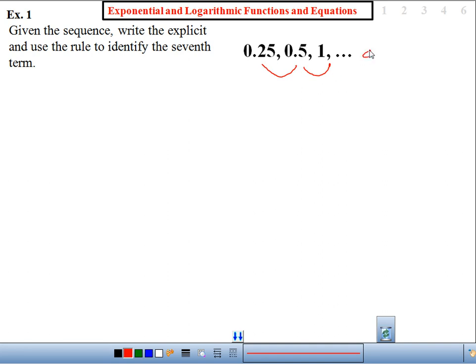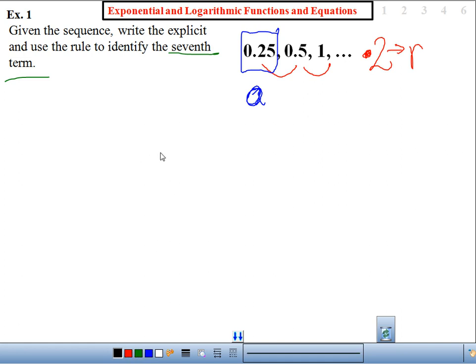That is correct. We're multiplying times 2. If we're multiplying times 2, that means this is our r. Okay. What else do we know? We know that this is our what? Our first term. That is correct. This is our a. All right. And what else do we need? It says here that we need to identify the 7th term. The 7th term. Okay. So first let's write our explicit rule.